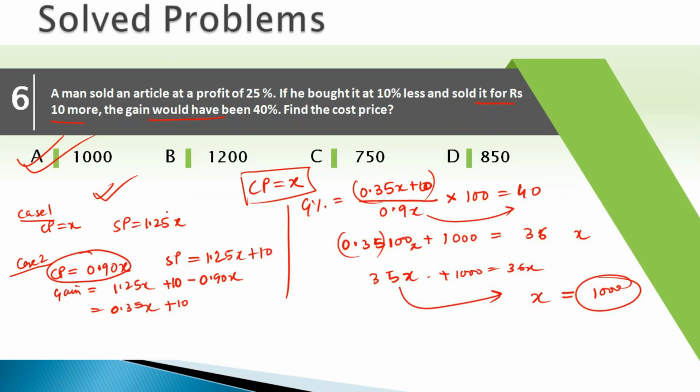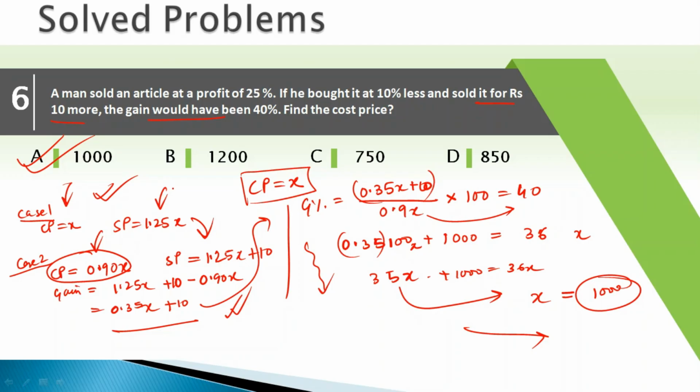Okay. For case 1, if we consider that the cost price was X, then the selling price is 125% of X. Now if the 10% is subtracted from X, our new CP becomes 0.90x. And if the selling price is 10 more than previous SP, then this becomes our new SP. If you subtract that, you get the profit, and then you calculate the profit percentage here, and then you tactfully solve this and get X equals to 1000. Got it?